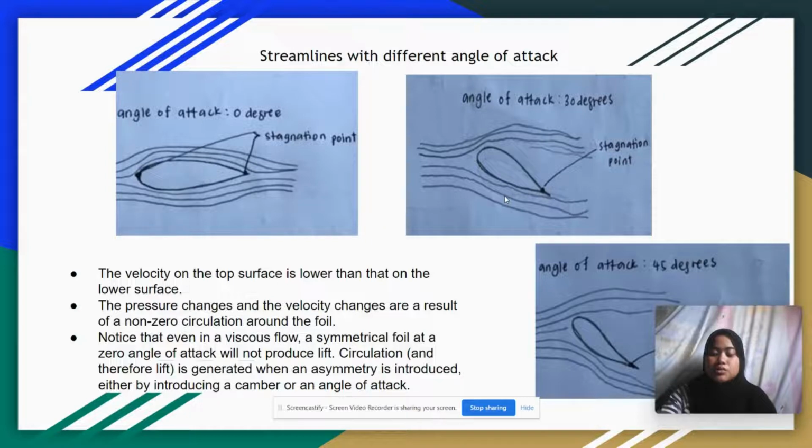Second, we need to sketch the streamlines of the airfoil at different inclination angles of attack. So these are the sketches for the airfoil at the angle of attack of 0 degrees, 30 degrees, and 45 degrees. The velocity on the top surface is lower than on the lower surface when going through the streamline. The pressure changes and the velocity changes, the result of non-zero circulation around the foil. So for viscous flow, the symmetrical foil at zero angle of attack will not produce lift.